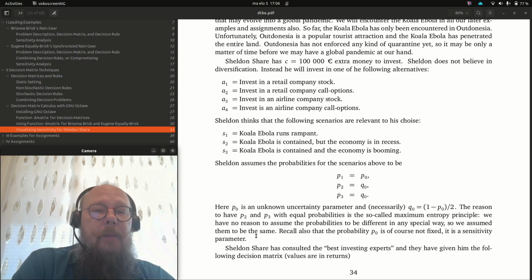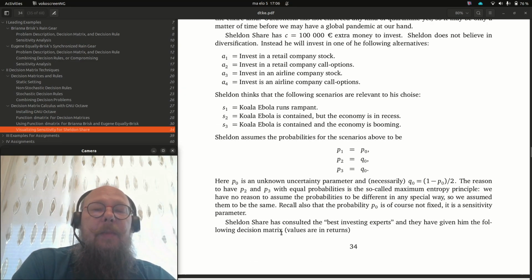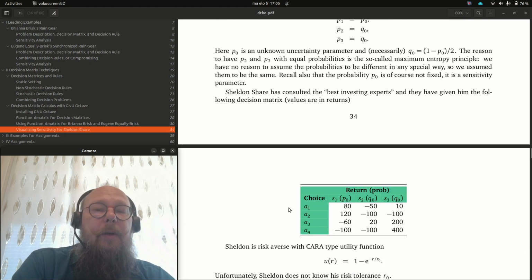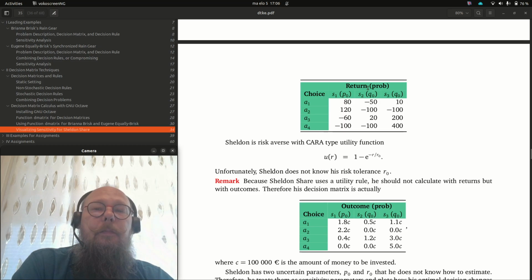Next we have to find the reward or decision matrix for Sheldon Shore. Sheldon has consulted the best investing experts, whoever they may be, and they have given the following decision matrix. The values here are returns. So A1 with S1 is an 80% return, with S2 is minus 50% return, and with S3 10% return, and so on. Whether these are reasonable or not is a good question. We have to rely on experts, and the experts say these will be the returns in the different scenarios.